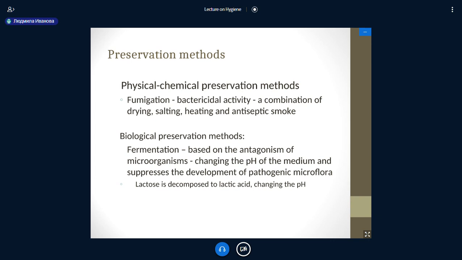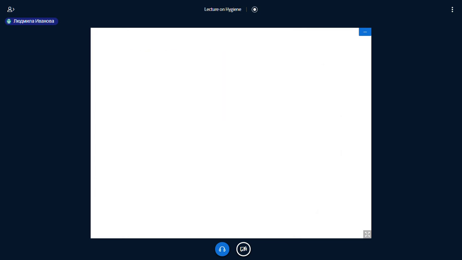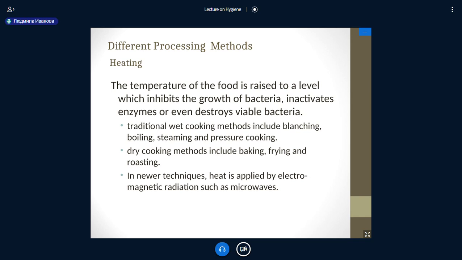And also the biological preservation method. You should say, because I'm asking during the exam, if we have an exam in this format, give me an example of fermentation. Students are wondering what fermentation is. A good example is yogurt. Fermentation is based on the antagonism of microorganisms, changing the pH of the medium and suppressing the development of pathogenic microflora. Lactose is decomposed to lactic acid, which changes the pH. So this is the approach of sauerkraut and yogurt and other foods typical for our region.